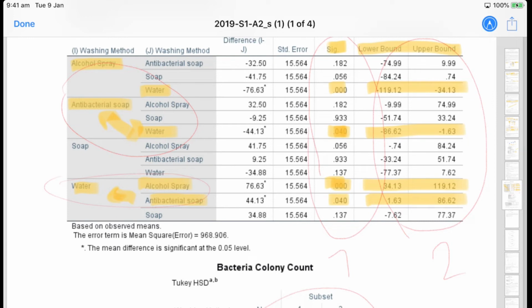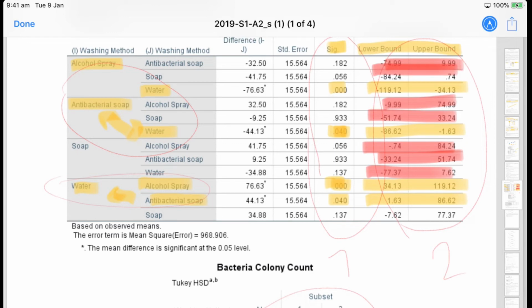All the rest of them, if you look at them, they include 0. For example, this one, 0 is between these two values. 0 is here, 0 is here, 0 is included in all of them. So they are the parts where we do not reject the null hypothesis, okay? But the yellow part, we reject the null hypothesis.